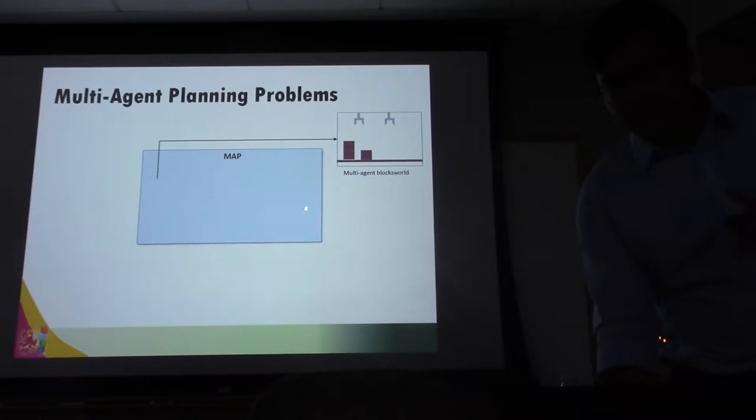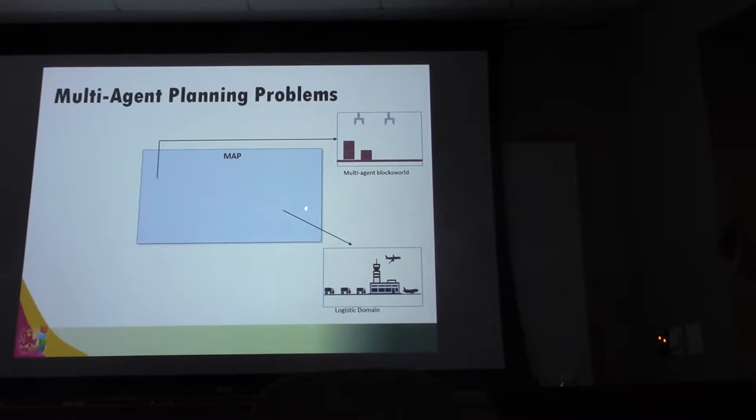On the other hand, if you look at another problem domain like the logistics domain, where you have the goal of moving packages from one city to another. You have these two kinds of agents here.